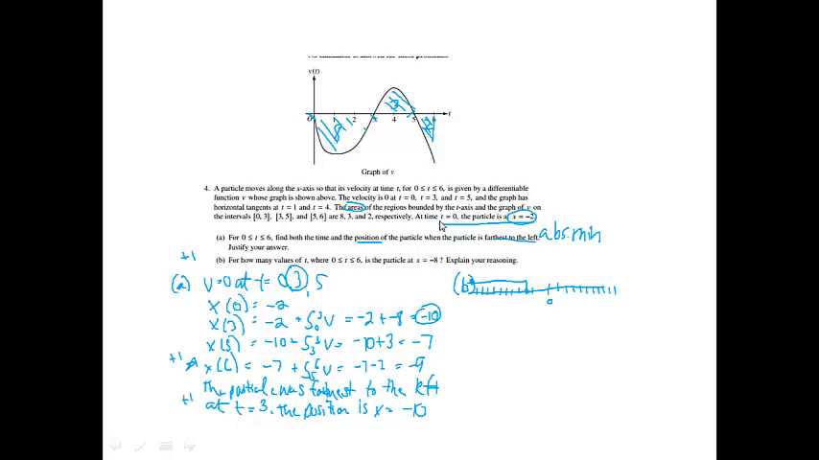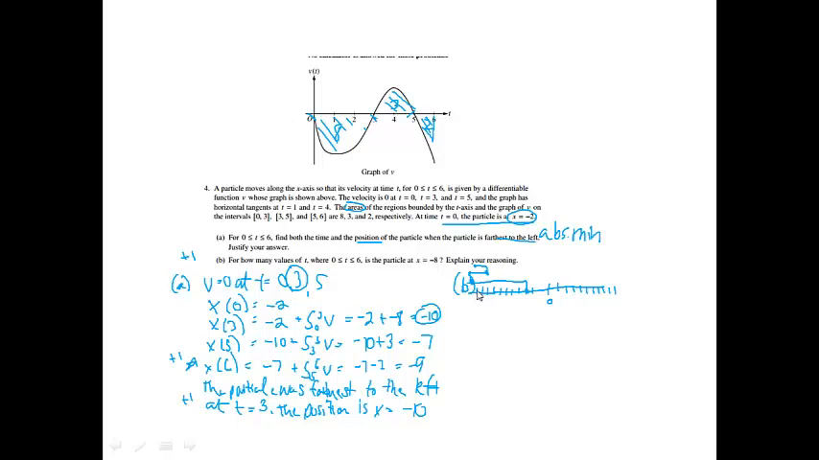Okay, and then from 3 to 5, my velocity is positive, which means I'm now going to turn around and go right 3 units, which is going to bring me to -7. And then my last one, I'm going to go back to the left 2 spots. So I'm going to end up back at -9.